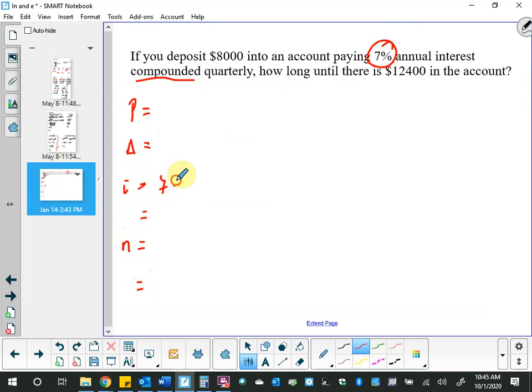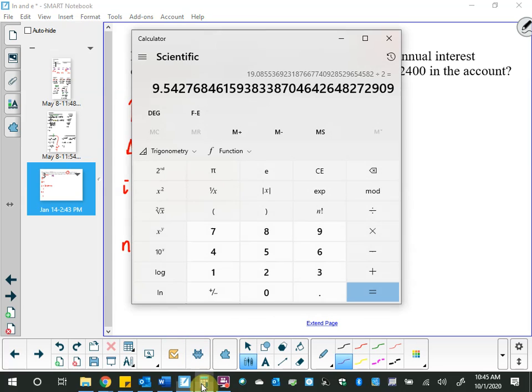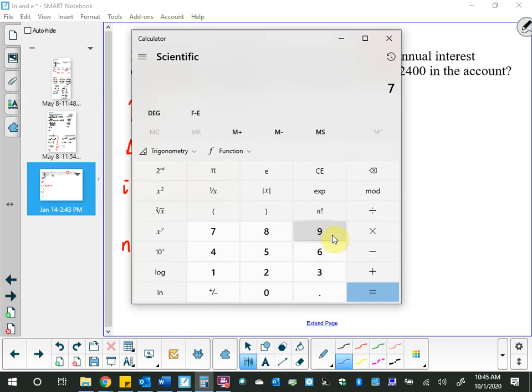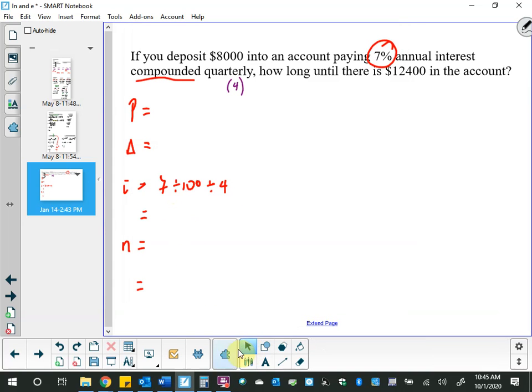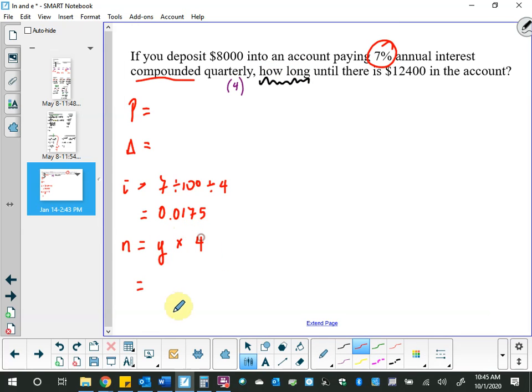So, 7% divided by 100 divided by 4, because this is quarterly. Don't have my calculator handy, so I'll use this guy. 7% divided by 100 divided by 4 equals 0.0175. Do you remember this stuff? If it's how long, that means I have no idea how many years it is, but I do know I have to times it by the special number, which is still 4.